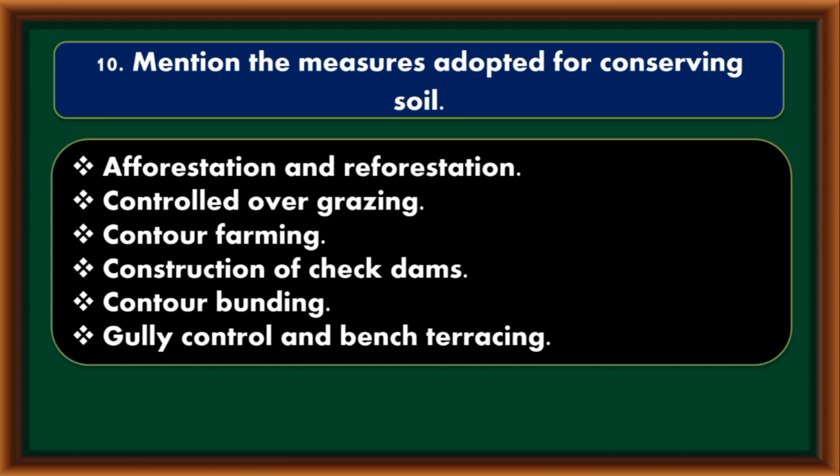Mention the measures adopted for conserving soil: afforestation, controlled overgrazing, contour farming, construction of check dams, contour bunding, gully control and bench terracing.